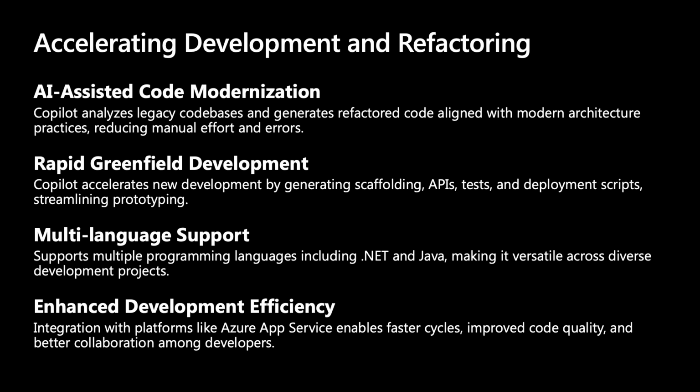The GitHub app modernization tooling allows you to review your code through AI-assisted code modernization. Copilot is able to analyze code bases, both legacy and more up-to-date, and generates refactored code aligned with modern architecture practices. So it can identify where it can make improvements to your code to reduce problems when you move to the cloud, but also to align with new paradigms and improvements that exist inside the technologies that evolved over years.